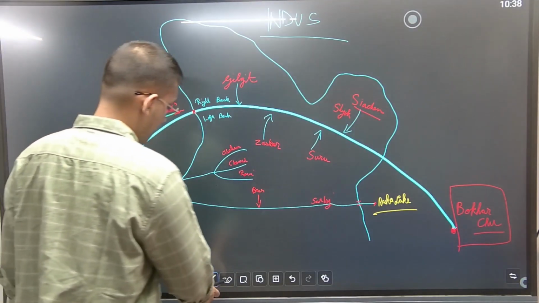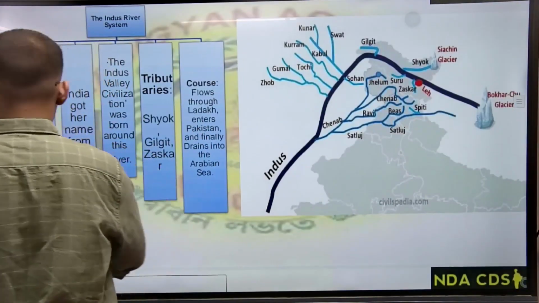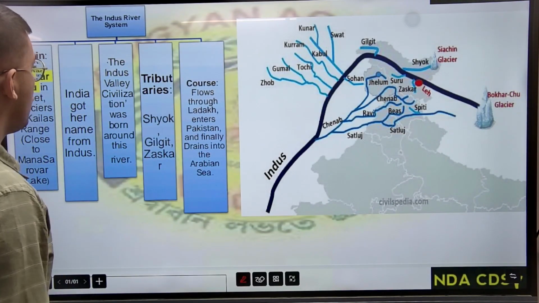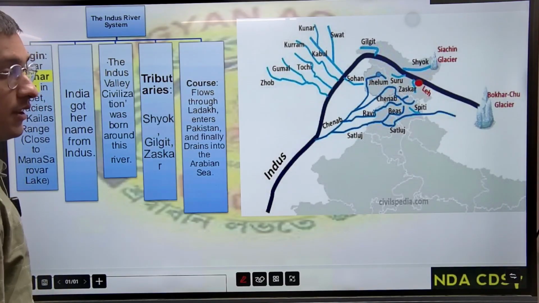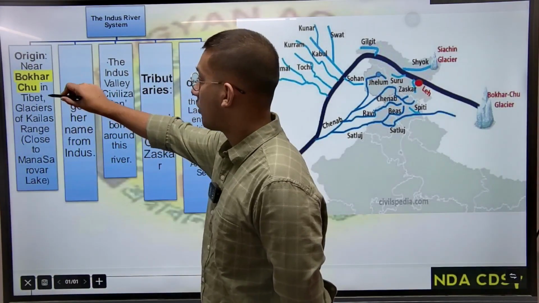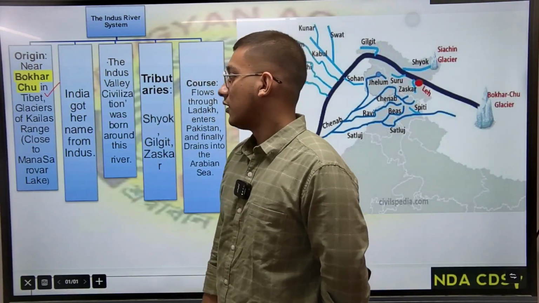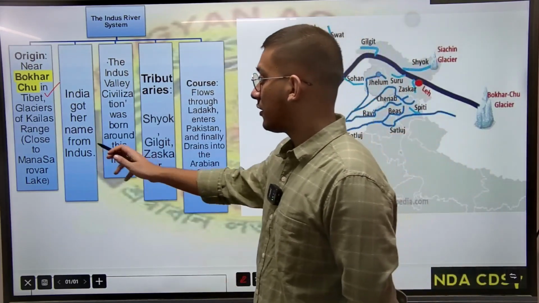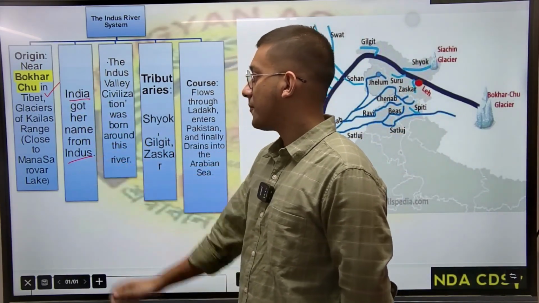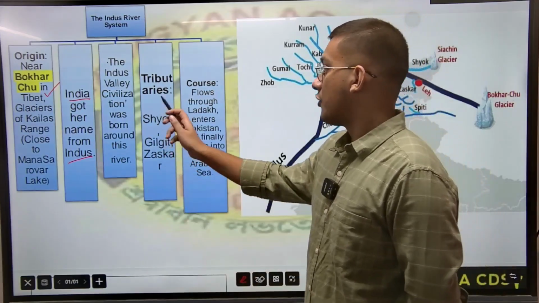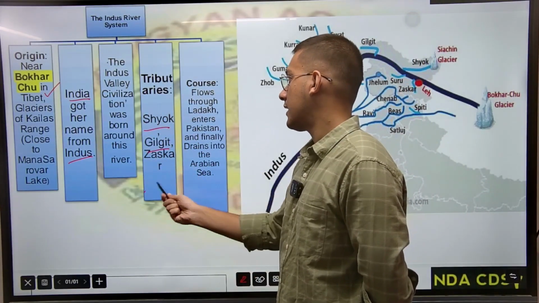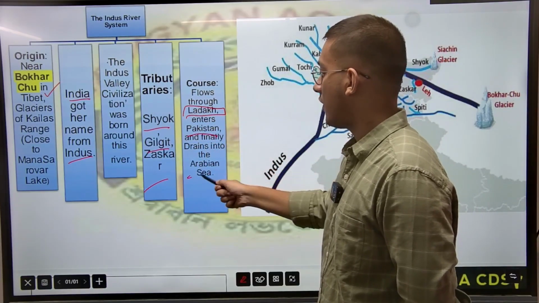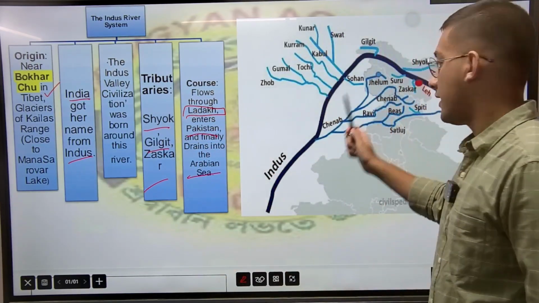Now, some points to remember here, coming into the Indus River system. As I've already told you, the Indus River system starts here at Bokharchu in Tibet near Mansarovar Lake, right? India got its name from the Indus. The tributaries are Shyok, Gilgit, Zaskar. It flows through Ladakh, enters Pakistan and drains into the Arabian Sea. We can see here.